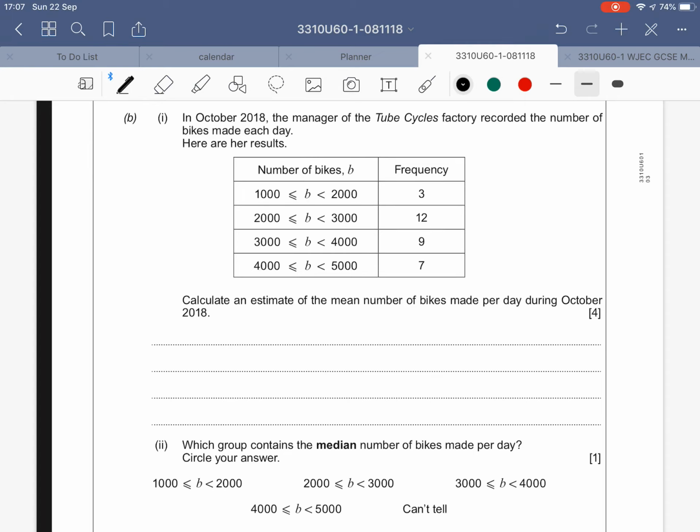So first of all, we're going to have to find our midpoint of the two numbers. So between 1,000 and 2,000, that's 1,500. Then you want to do 2,000 and 3,000, which is 2,500, 3,500, and 4,500. So you're basically estimating that between 1,000 and 2,000, those three days, averagely, they're probably about in the middle.